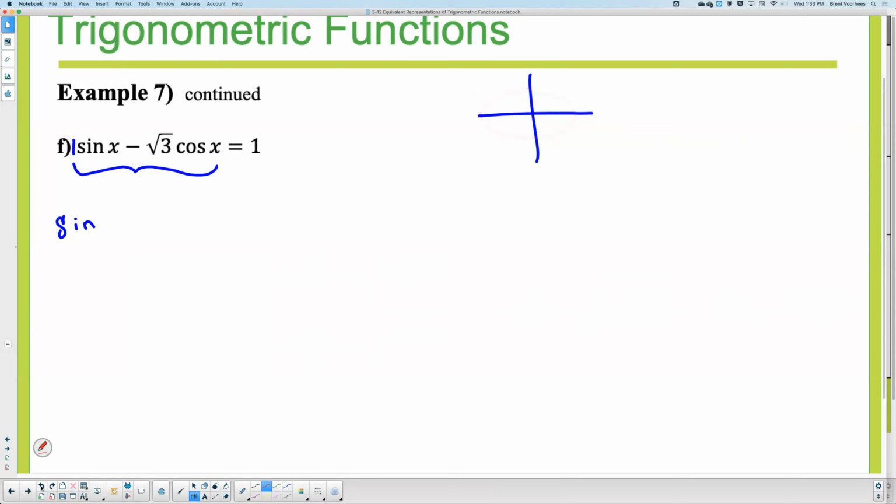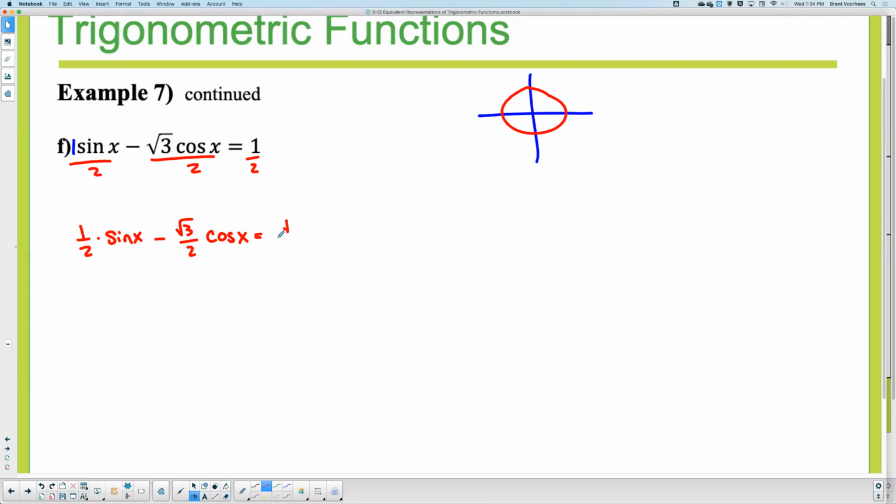Let's see if you can get there. I'm thinking through a better way of doing this. I know what this value is going to be. So before I write it this way, I want to do it like this. How about this? If I divide everything by 2, I'm about to show you why I'm doing this. We would have 1/2 times sine x minus square root of 3 over 2 cosine x equals 1/2.